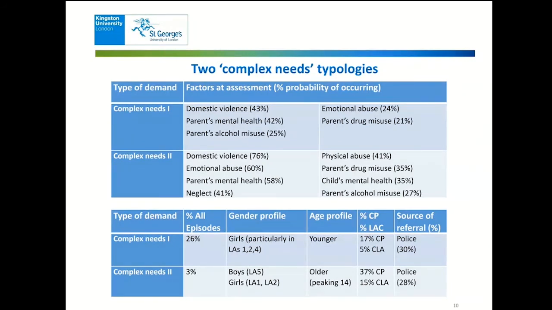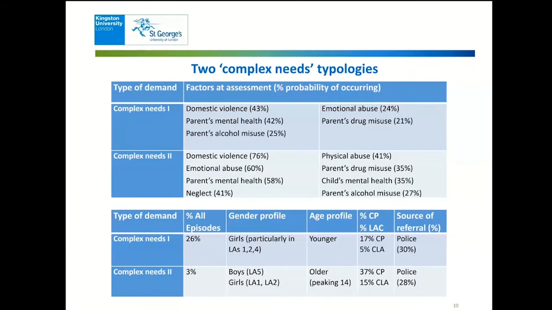Now this is the final category, complex needs 2, and the least common one. And as you can see from those percentages, this is the one where that cumulative combination of risk factors is most apparent. So you've got a high likelihood of domestic violence co-occurring with things like emotional abuse, parental mental health, neglect, physical abuse, and so on. Well, you'll see here it's not just about the so-called toxic trio. There's a lot of other things going on here.